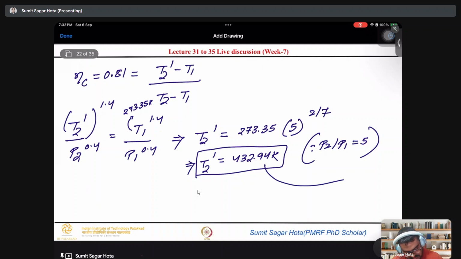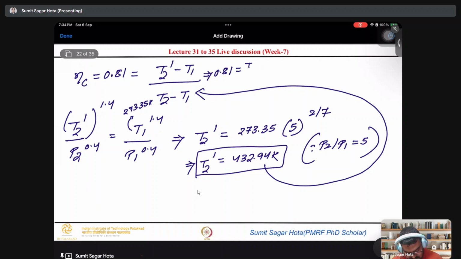So just substitute this in the isentropic compressor efficiency: 432.94 minus T1, which is 273.35, divided by T2 minus 273.35. So T2 is here 470.4 Kelvin.